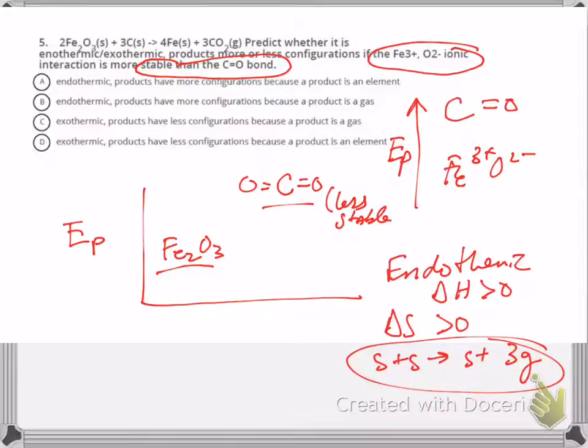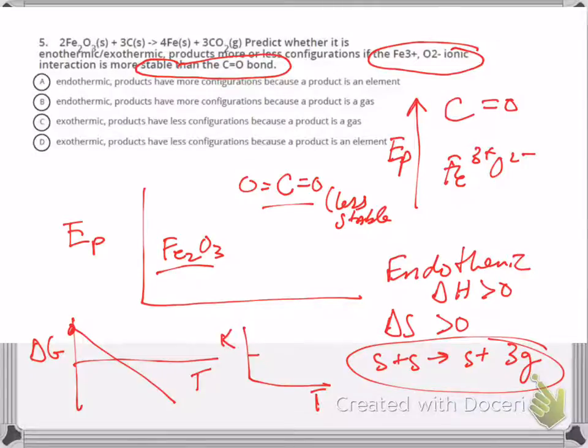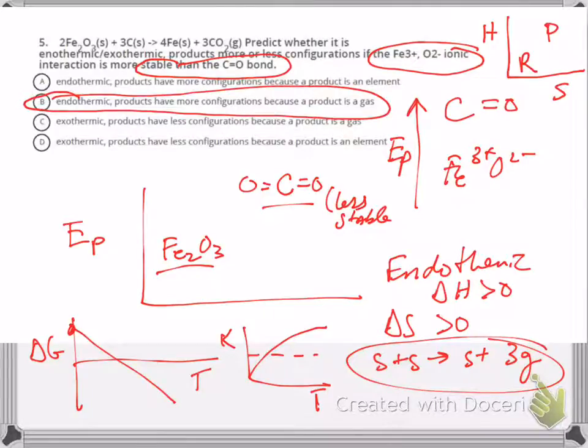And of course, if we have delta H greater than 0 and delta S greater than 0, we should be prepared to draw the corresponding delta G versus T curve and K versus T curve, which we see that the reactant is favored at low temperature, product favored at high temperatures. We should also be prepared to draw the H versus S curve, which is up in the top right corner. And because delta H and delta S have the same sign, the reactants and products lie along the diagonal. And since it's endothermic, products are in the top right quadrant. We should pick B.